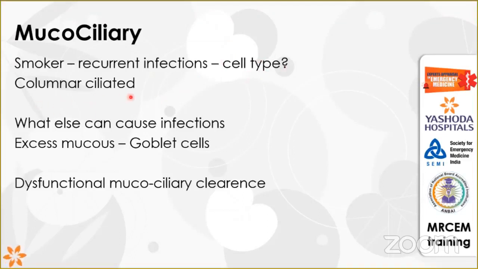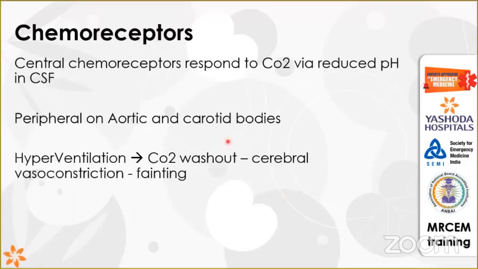Central chemoreceptors respond to CO2 via reduced pH in the CSF. Whereas peripheral ones located at aortic and carotid bodies respond to both CO2 and O2. But the central ones respond to CO2. When you do hyperventilation, say someone comes to you with panic attacks, so they are hyperventilating, the CO2 is getting washed away. When CO2 washout occurs, cerebral vasoconstriction will occur. When cerebral vasoconstriction occurs, they will have fainting. So that's the reason for fainting.